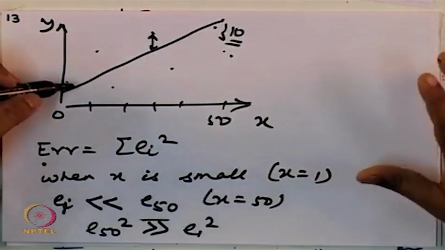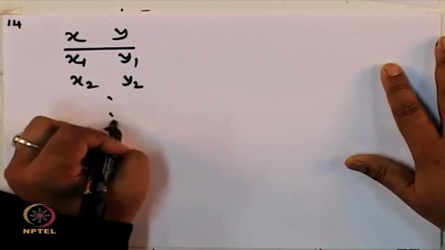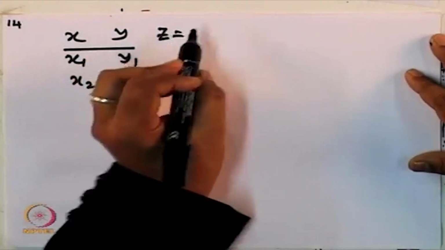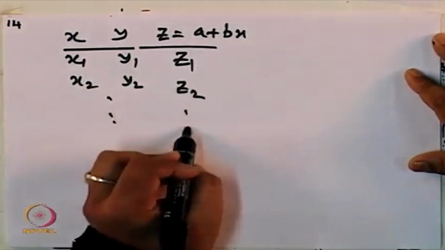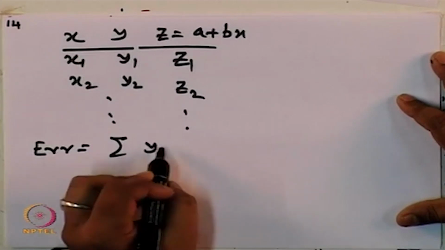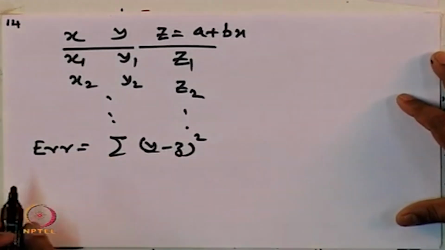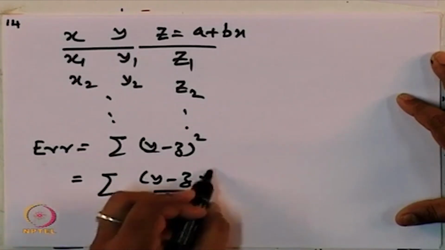So, how do you tackle this problem? One way to tackle this problem is, let us say you have x1, y1, x2, y2. You calculate, let us say, z equal to a plus b x, and you define z1, z2, z3 and so on. Instead of defining your error as simply summation of y minus z whole square, you can define it as summation of y minus z normalized to y, whole square.